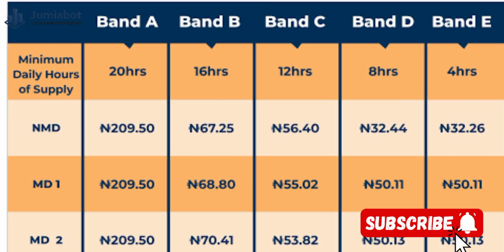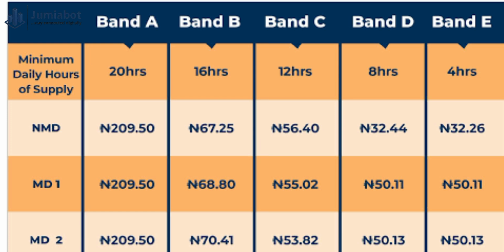Now next, we want to proceed on how you can locate your band, and it is very simple to locate it. All you need is your meter number or your account number to locate your meter band on Ibadan Electricity Distribution Company. So I'm sure you are ready to get started to see your meter info.